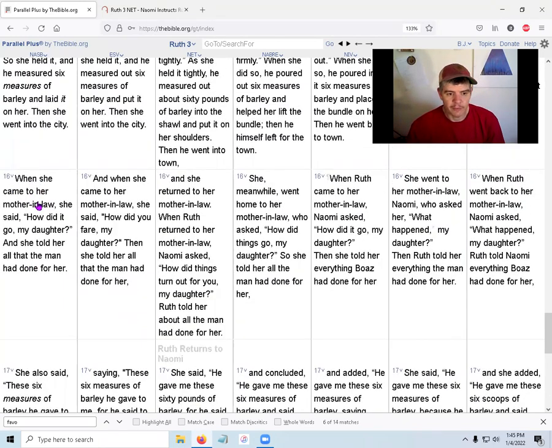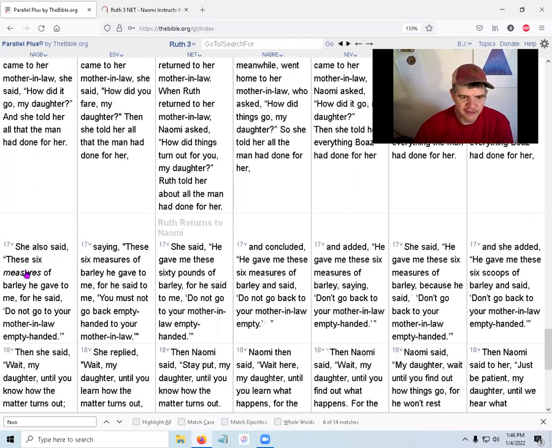So when Ruth came to her mother-in-law, Naomi said, how did it go, my daughter? And Ruth told her all that the man, Boaz, had done for her. How long did it take? I don't know. What details did she give and didn't she give? Who knows? She's telling her mother-in-law, who's probably been at home all night, maybe awake all night. I wonder how it's going to go.